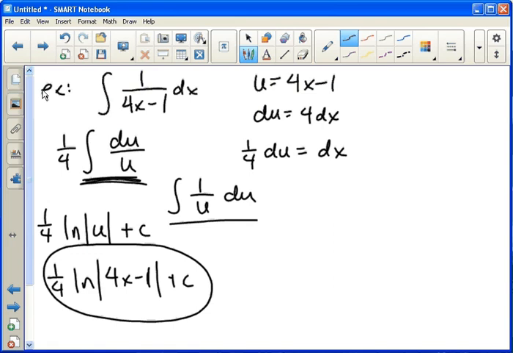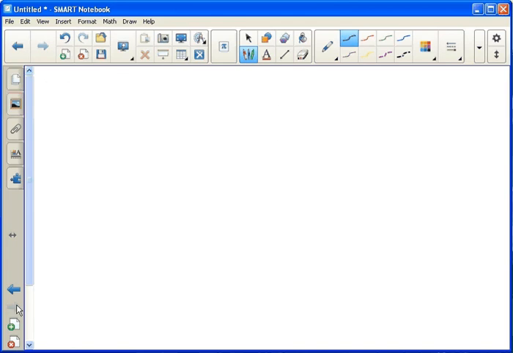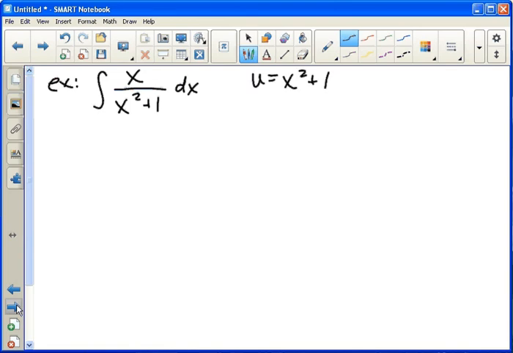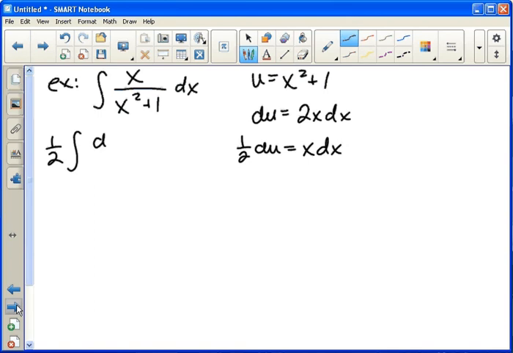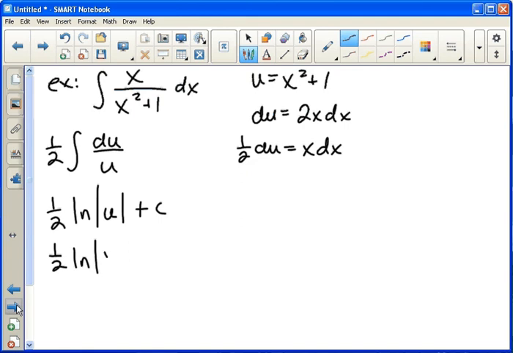Okay, so now we will try another one. We'll do the integral of x over x squared plus 1 dx. Again, you choose your u to be the denominator. Your du will be 2x dx, which matches what we have, except we don't have a 2, so we have to divide both sides by 2. And then we end up with 1/2 integral of du over u. Okay, so we end up with 1/2 natural log of the absolute value of u plus c. And then we plug our u back in. 1/2 natural log, absolute value of x squared plus 1 plus c.